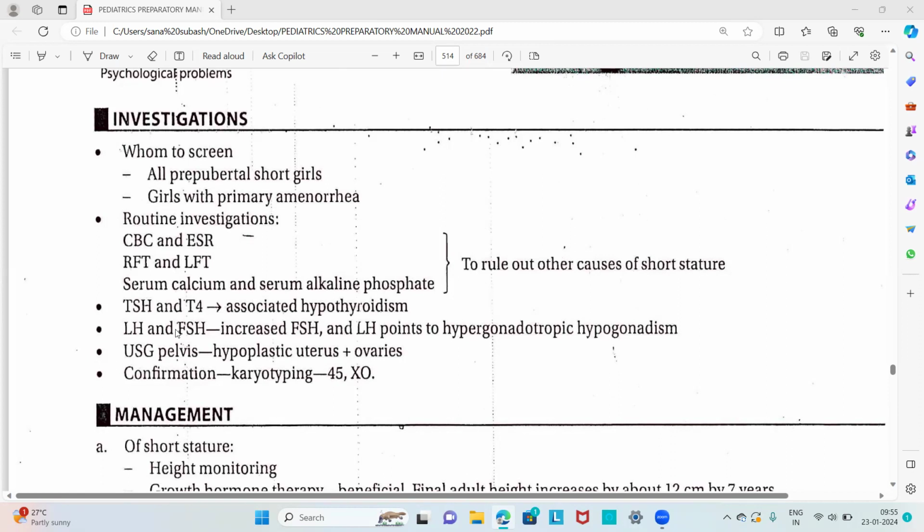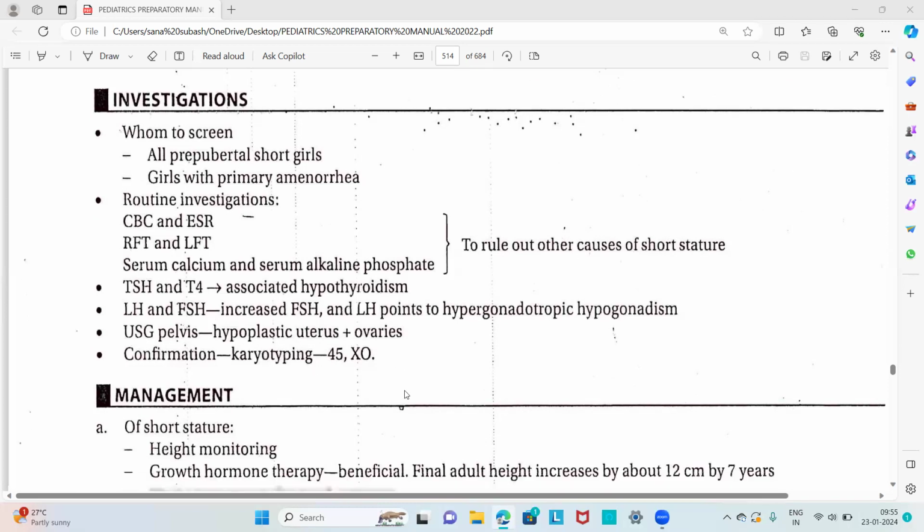Then TSH and T4 to rule out associated hypothyroidism, and LH and FSH. Increased FSH and LH point to hypergonadotropic hypogonadism in this female. Then USG of the pelvis to look for a hypoplastic uterus or ovaries, and confirmation is by karyotyping, that is 45,X0.